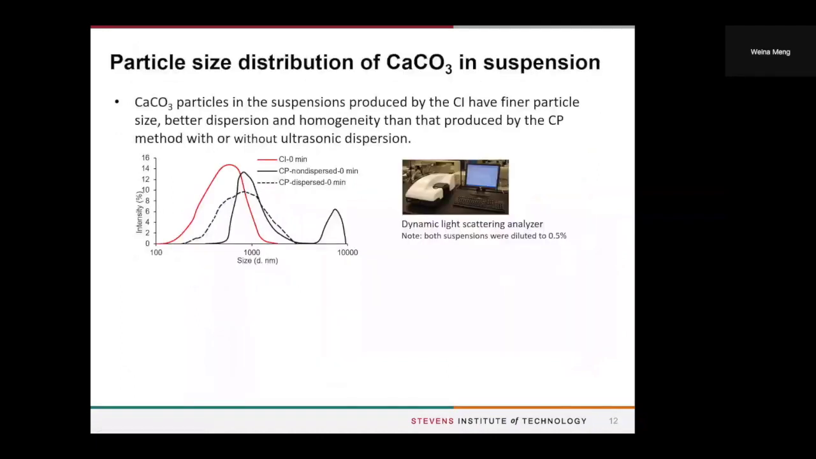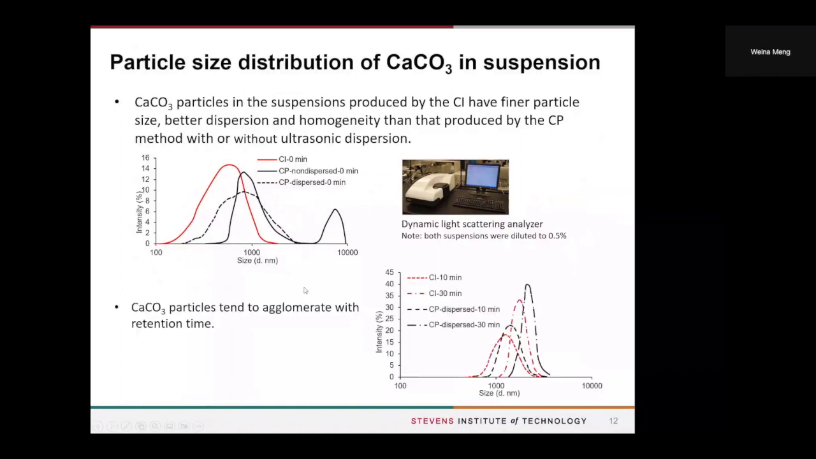So we're trying to figure out why the CI mixtures have better performance. This is what we have done. We measured the particle size distribution of the calcium carbonate in suspension. As you can see, the CI mixtures show a finer particle size, better dispersion and homogeneity than those produced by the CP method with ultrasonic dispersion. And for this solid black line, we didn't do any treatment. As you see, the particles are really badly distributed.